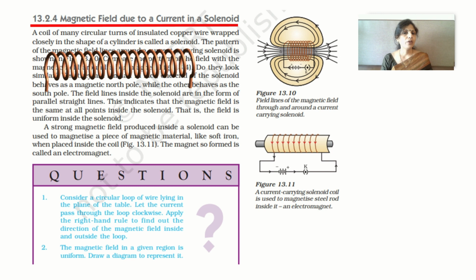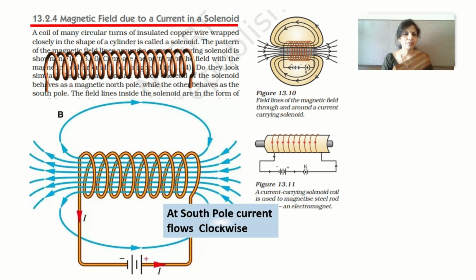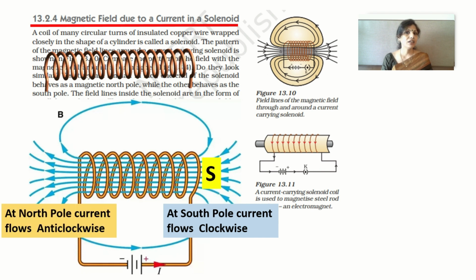So we observed that when we pass current through this solenoid, it produces magnetic field around it, and a very important thing we understood is that at the south pole the current flows in the clockwise direction. So when you are given a figure of a solenoid along with the battery connected to it and you are asked to mark the north and south pole of the solenoid, keep this in mind that the direction where the current is clockwise is your south pole, and at the north pole the current flows in the anti-clockwise direction. So this is how you can find the north and south pole of the solenoid.